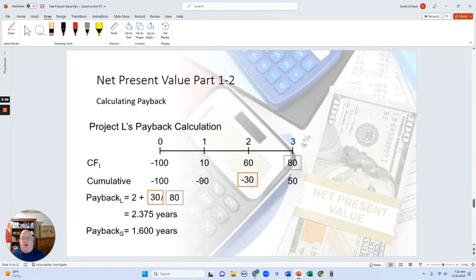Here we have project L, where you're waiting longer to get your money back. And you can see that you were $100 in the hole. You earned $10 the first year, so now you're only $90 in the hole, 100 minus 10. Then you earned $60, so now you're still $30 in the hole. And then the last year you earned more than enough to pay yourself back.